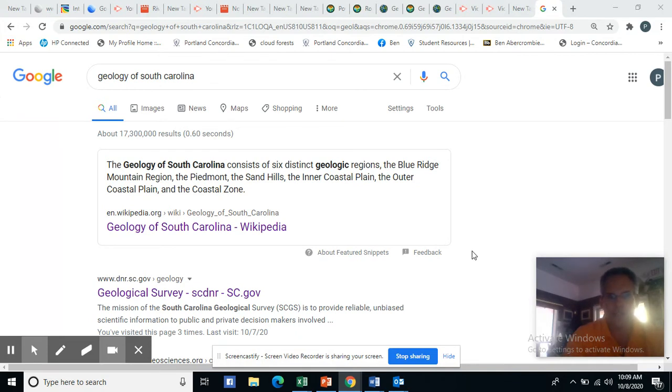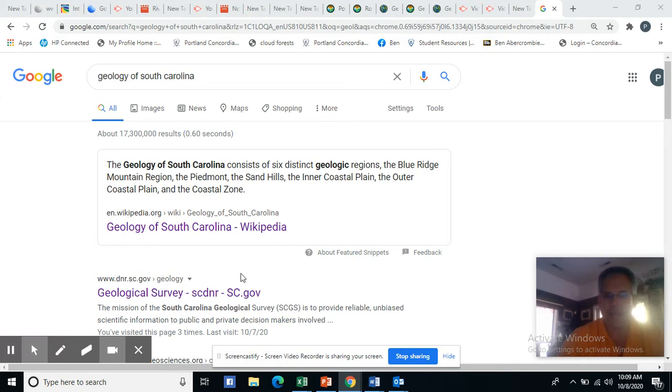If you look at the geology of South Carolina on Google, when you pop it up there, it says the geology of South Carolina consists of 6 distinct geological regions: the Blue Ridge Mountain region, the Piedmont, the Sandhills, the Intercoastal Plain, the Outer Coastal Plain, and the Coastal Zone. That's by Wikipedia.